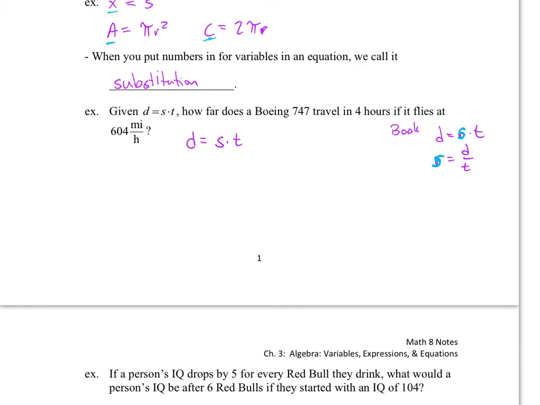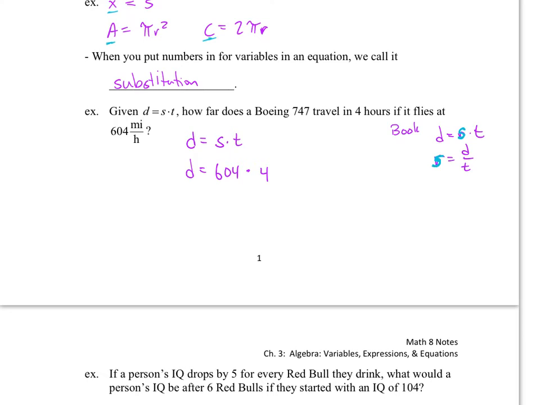Well, we know the speed. This here is our speed. So D equals 604. And we don't need to put units. In a perfect world, you would. But in math class here, we're not going to worry about those units. 604 times 4 as the time. And again, perfect world, put units. Here I'm not too worried.